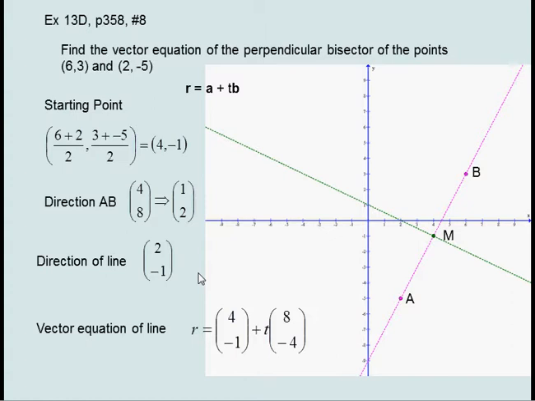r equals 4, -1, which is m, plus t times 8, -4. I don't know why I just didn't put in 2, -1. I think I was just trying to be a bit smart. But there you go.